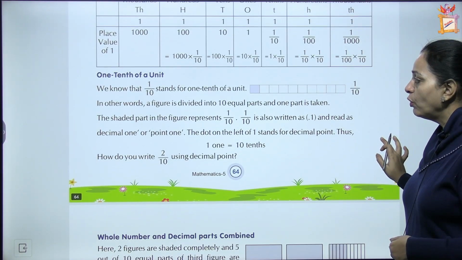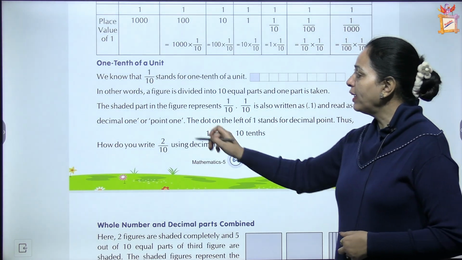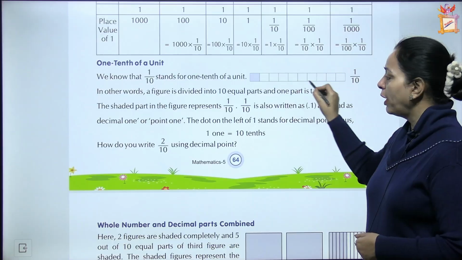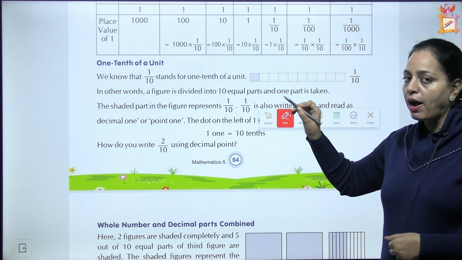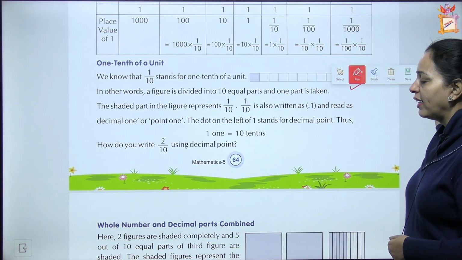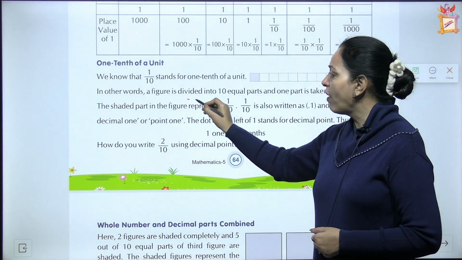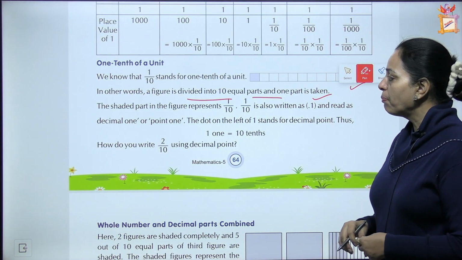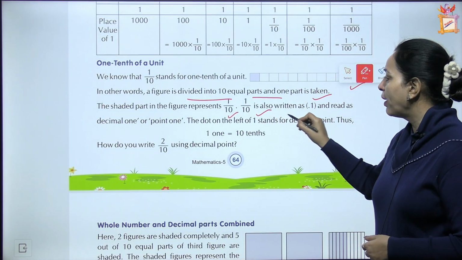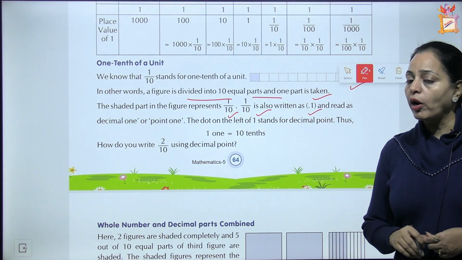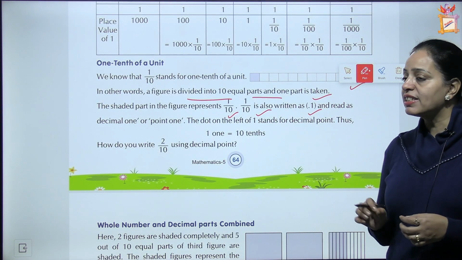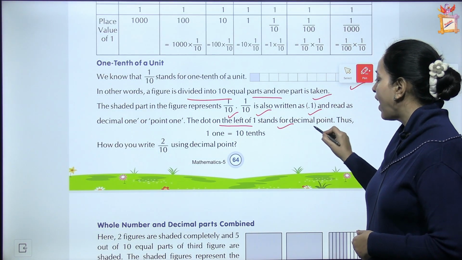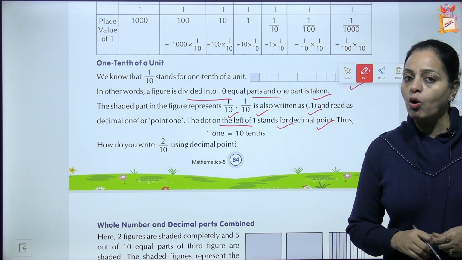So 1/10 of a unit, we know that 1 by 10 stands for 1/10 of a unit. Like we have a total of 10 parts and we are shading one part. So this is 1 by 10. In other words, a figure is divided into 10 equal parts and one part is taken. The shaded part is 1 by 10, and 1 by 10 is written as 0.1 and read as decimal 1 or 0.1. The dot on the left of 1 stands for decimal point.